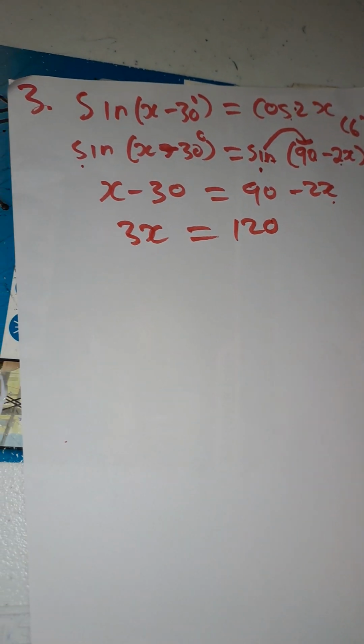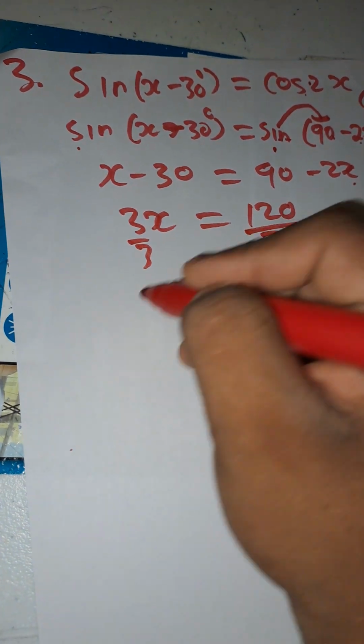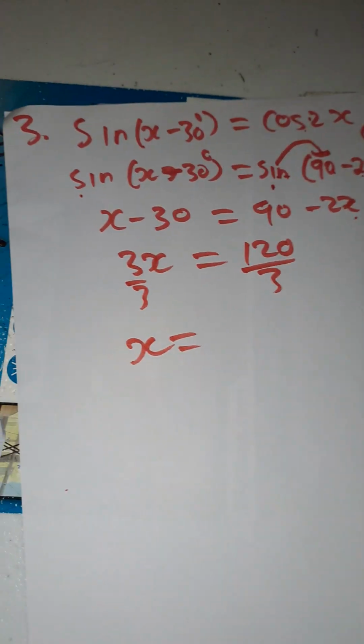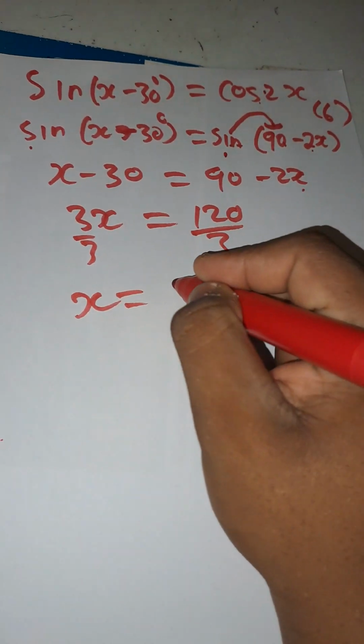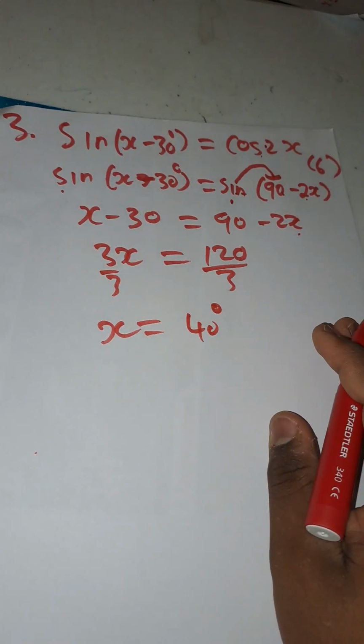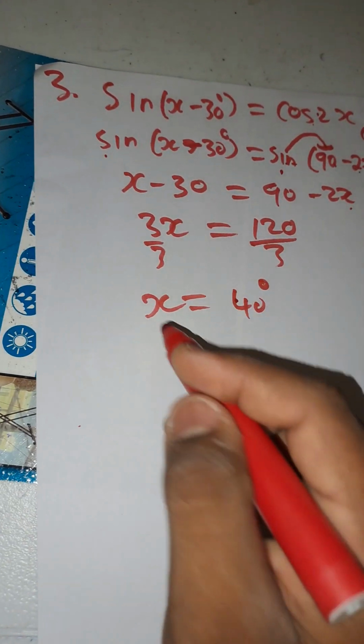You are in grade 11. You are not supposed to be doing the long way. Save time: divide by 3. And then my x is equal to what? You must know everything by heart. Which is 40 degrees. And then, since my 40 degrees is positive, I'm going to do it like this.